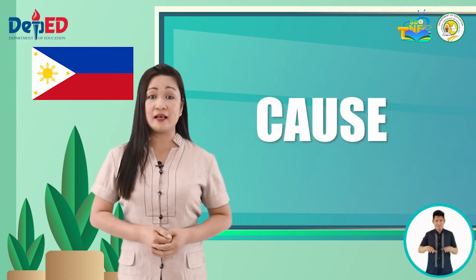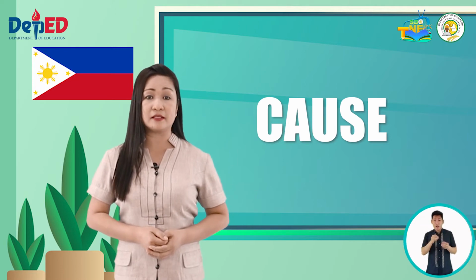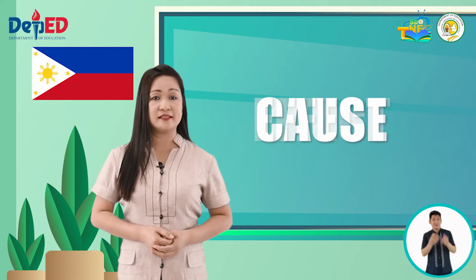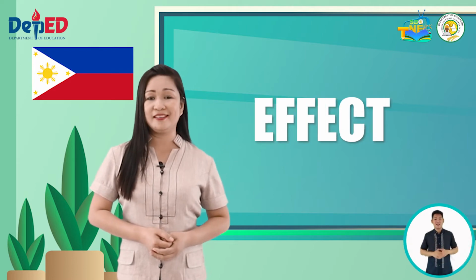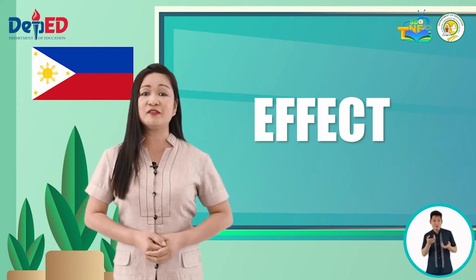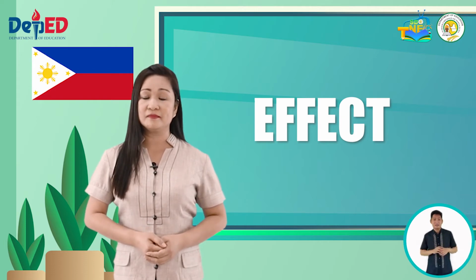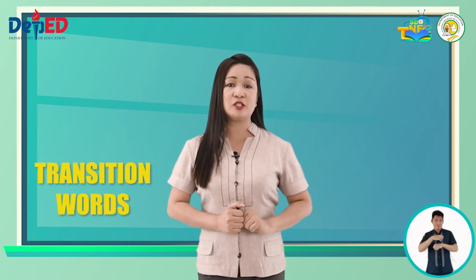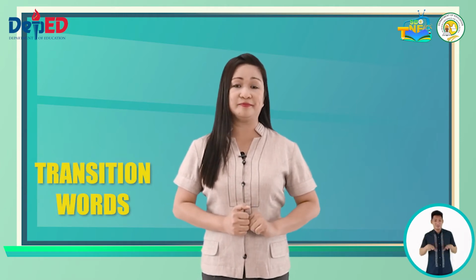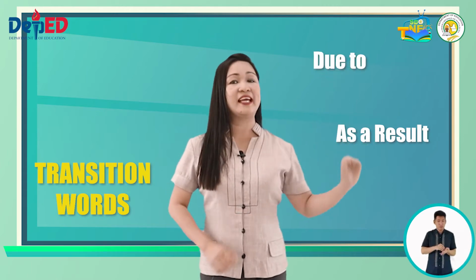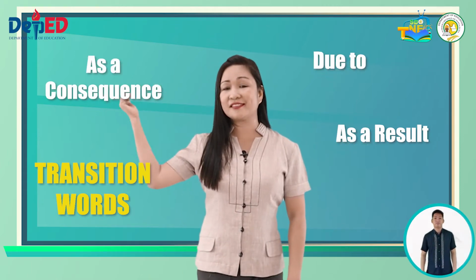Furthermore, cause explains why something happens. It is the main reason or root of the event. On the contrary, effect explains what happens as the result of such an event. Here are some of the transition words that may be used for cause-effect pattern. As a result, due to, and as a consequence.